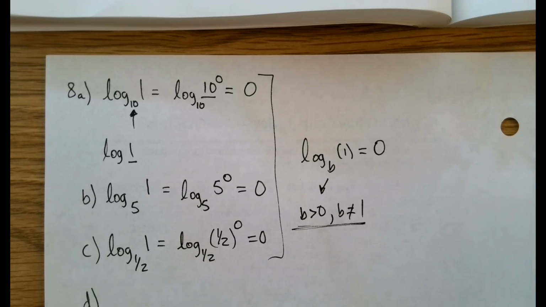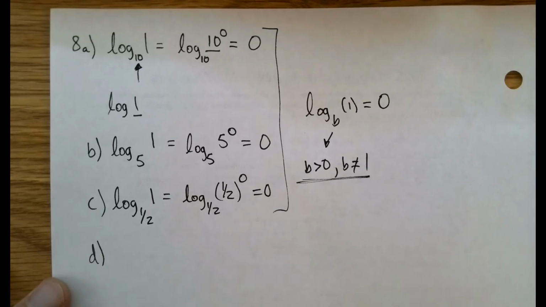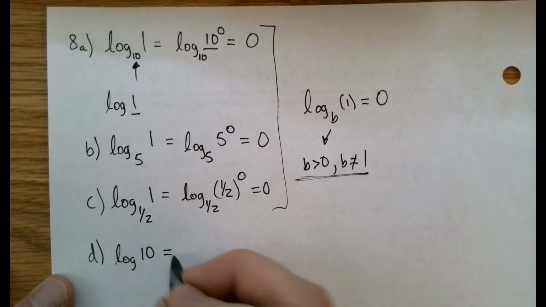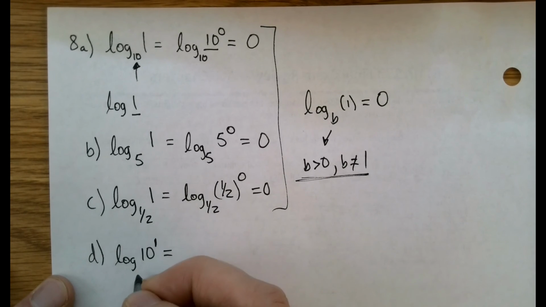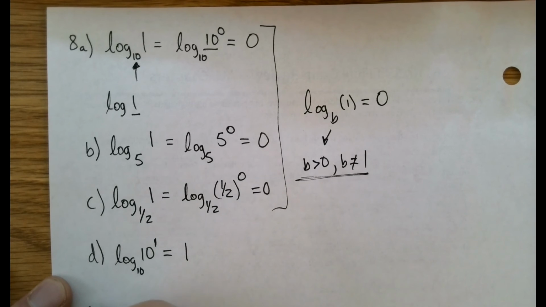Okay, let's do the next one, then I'll pause for another video. And then for D, notice we're asking what's log of 10? Remember, these bases match, so this is really a power of 10 to the 1, so the result here is 1. E says, what's log base 5 of 5?